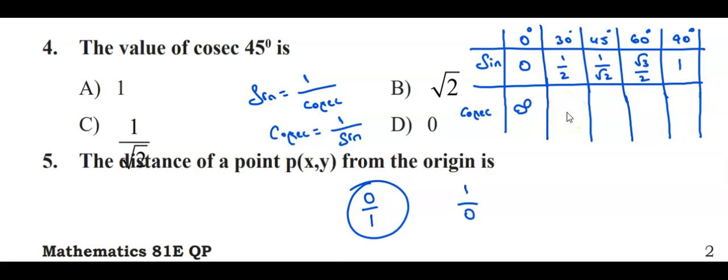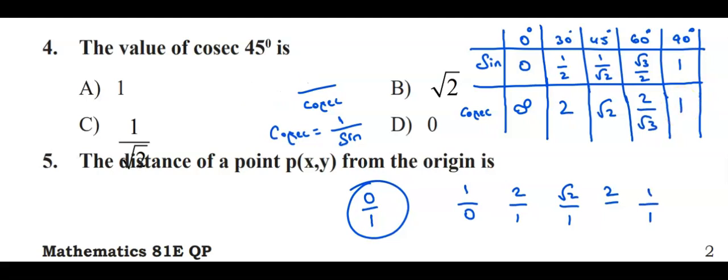Next, it is 1 by 2. If you reverse 1 by 2, it becomes 2 by 1. 2 by 1 means 2. 1 by root 2, if you reverse, it becomes root 2 by 1. Root 2 by 1 is root 2. Then root 3 by 2 becomes 2 by root 3. Next, it is 1. Nothing is there means 1. 1 by 1 is nothing but 1.